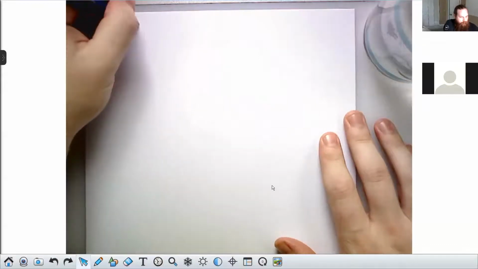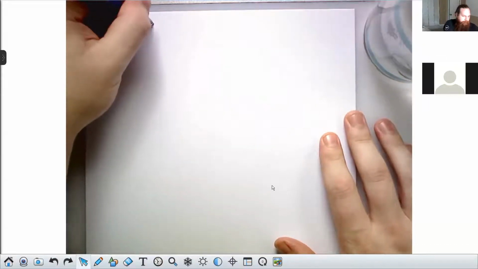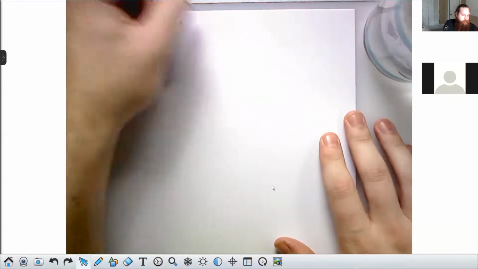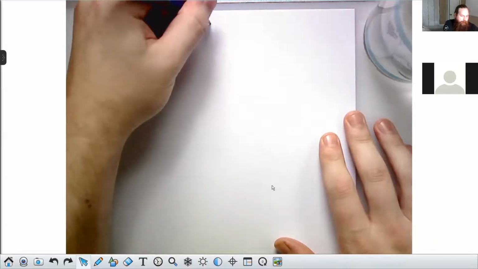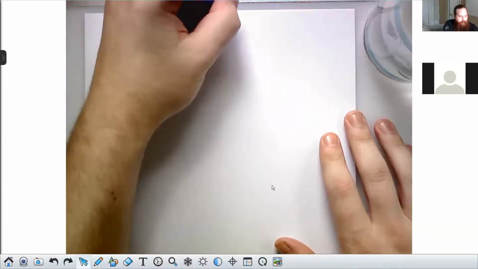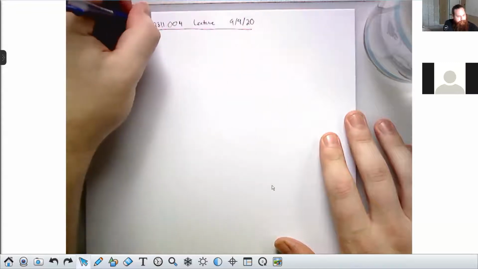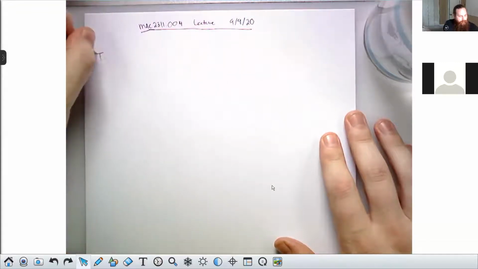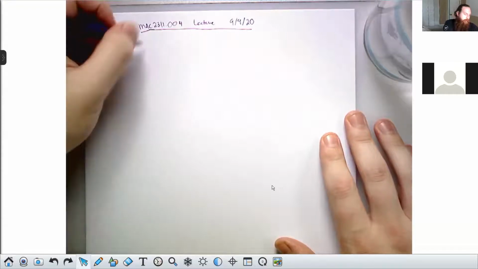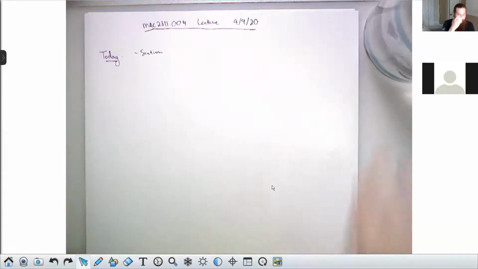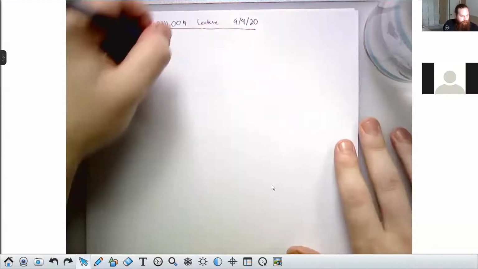Of course, this is Calc 1, Section 004. And today is the 9th. Today we're going to do a few things. We're going to cover section 2.6, which we introduced last time on limits at infinity.